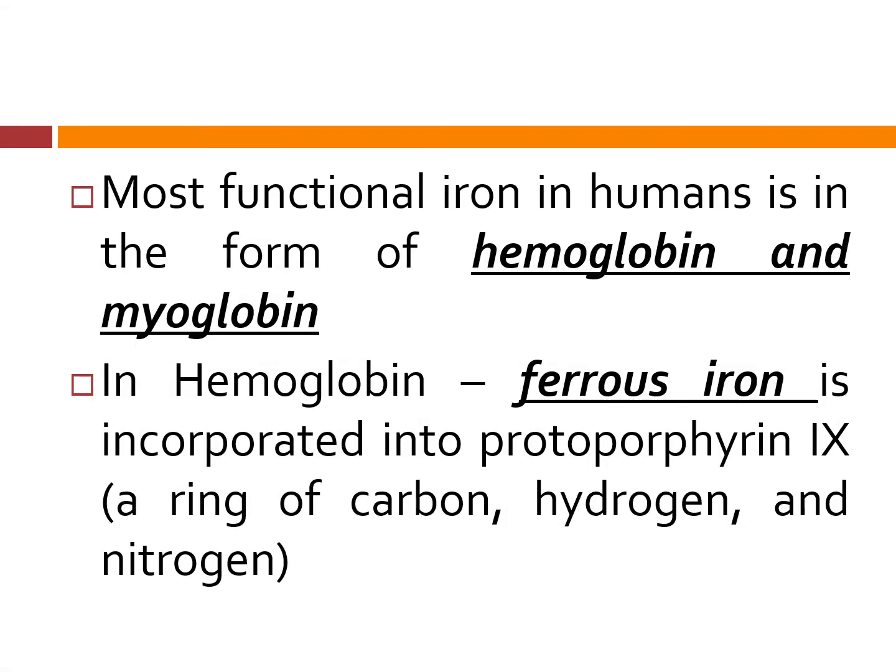So most functional iron in humans is in the form of hemoglobin and myoglobin. And usually the iron in hemoglobin and myoglobin is in the ferrous form. The ferrous form of iron is incorporated into protoporphyrin IX, which is found in our heme or hemoglobin. By the way, protoporphyrin IX is the precursor of your heme, and it is characterized by a ring of carbon, hydrogen, and nitrogen.